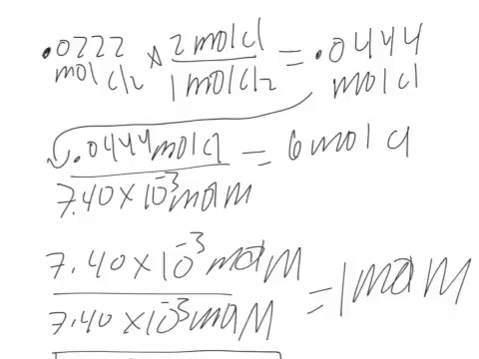We divide the moles of M over the moles of M, which will give us 1 mole of M. And the empirical formula is M1Cl6.